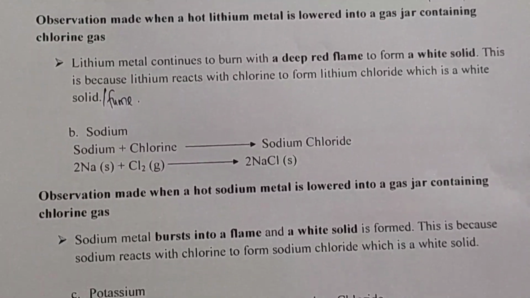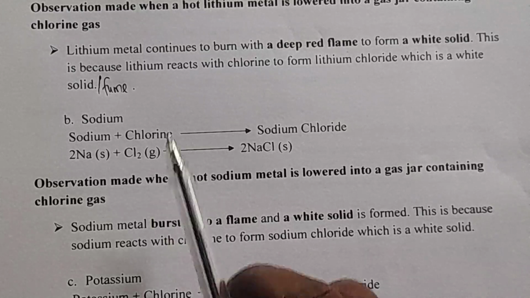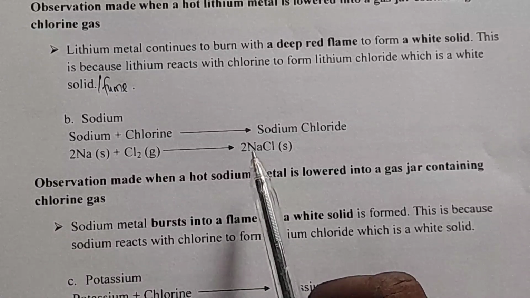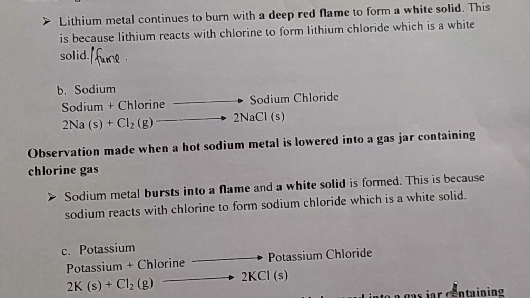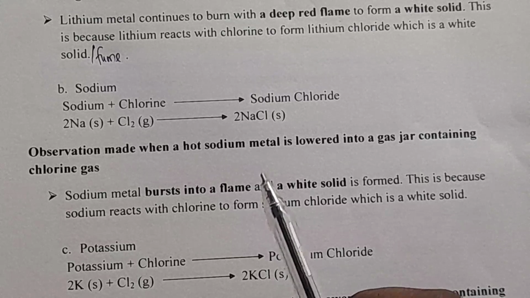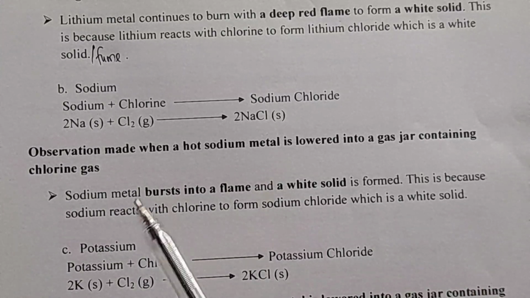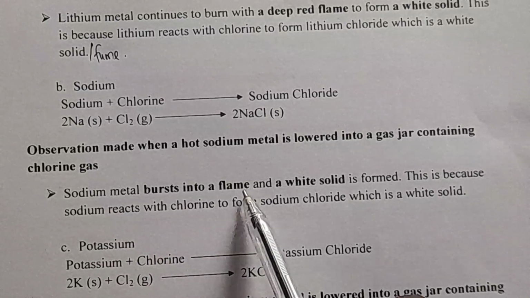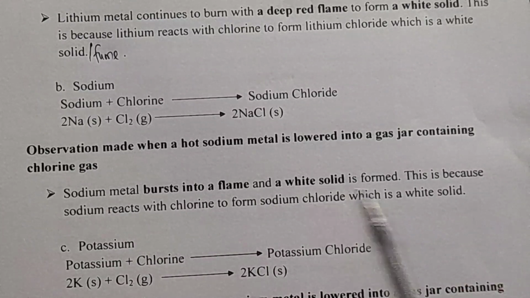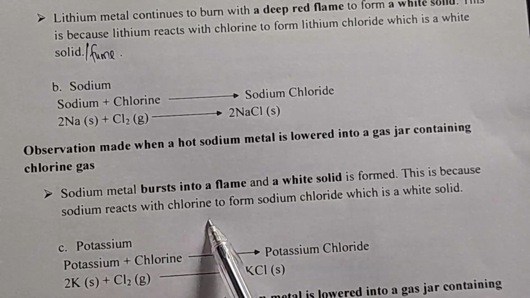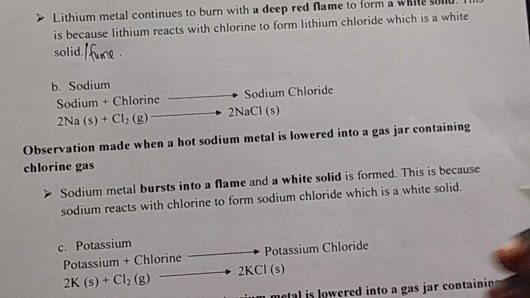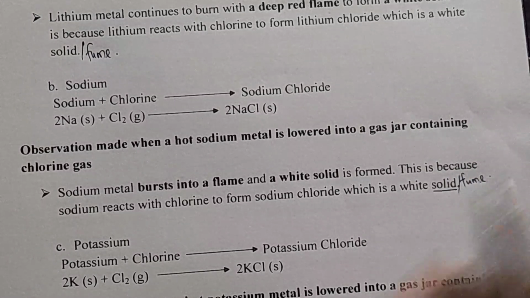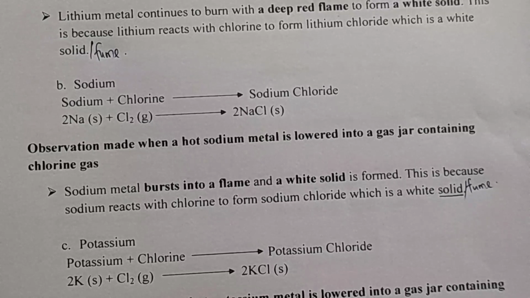Next, we go for the side of sodium. You do the same. Sodium plus chlorine, we get sodium chloride. Writing the balanced chemical equation, it will be like this. So we go for observations made when a hot sodium metal is lowered into a gas jar containing chlorine gas. So the observation is sodium metal bursts into a flame and a white solid is formed. Reason? This is because sodium reacts with chlorine to form sodium chloride, which is a white solid, or you can say a white fume. So a white fume of sodium chloride will be formed.